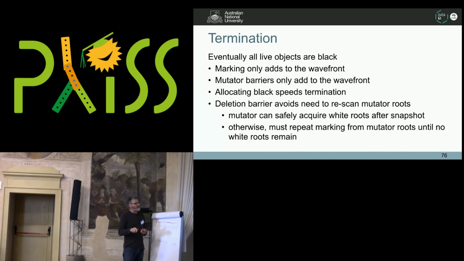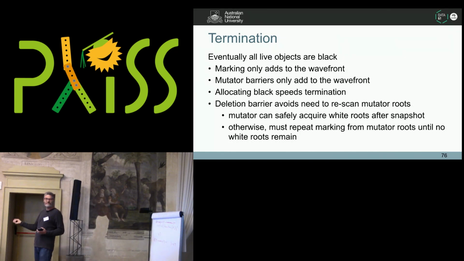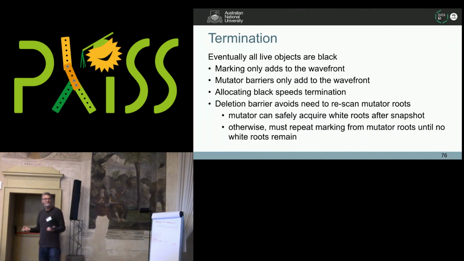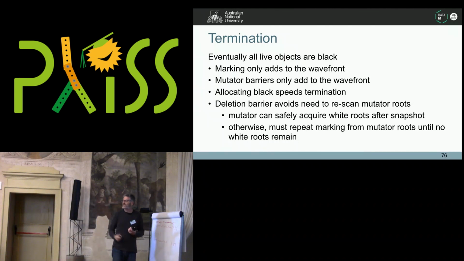Nice thing about the deletion barrier is that it means that we can avoid rescanning the mutator roots. It's okay for the mutator to hold white references because we know that those objects will eventually get marked because they're protected by a gray object, and we never have to go back and reconsider whether the mutator has some outstanding white references. So the mutator can safely acquire white roots after the snapshot. That's fine, because the snapshot is going to keep the reachability of the objects that we're interested in at the beginning of the collection. If we don't have that deletion barrier, then we're going to have to repeat marking from the mutator roots until no white roots remain, and that's the termination criterion if we don't have a deletion barrier.